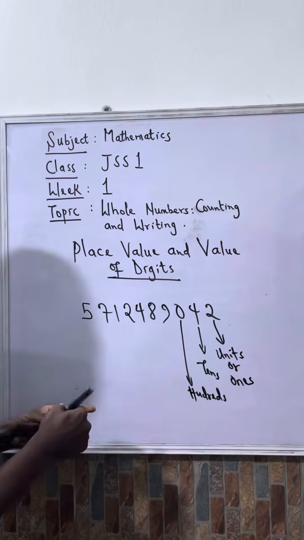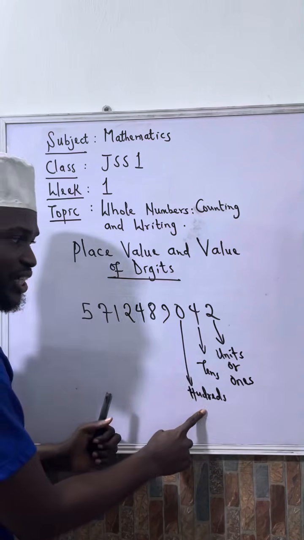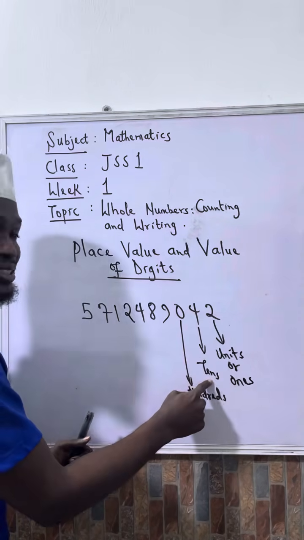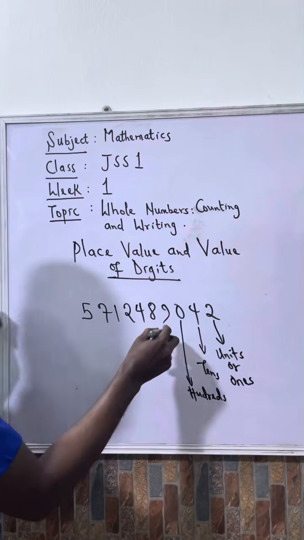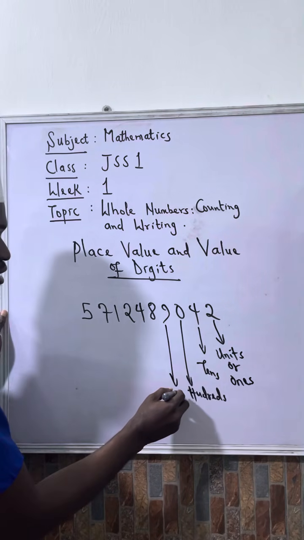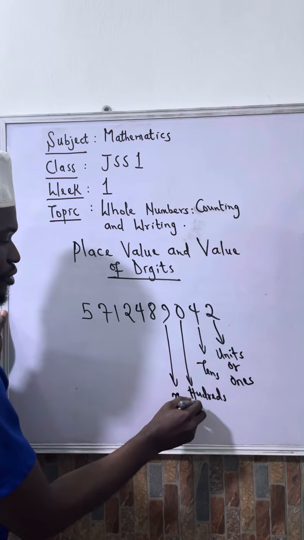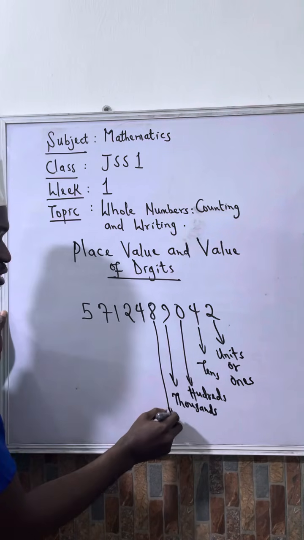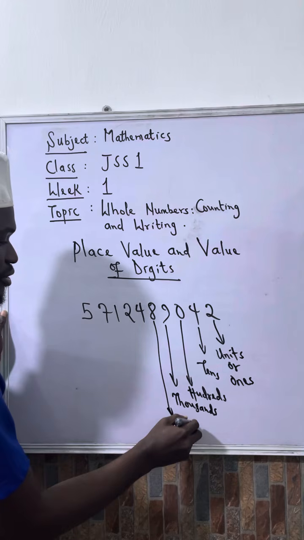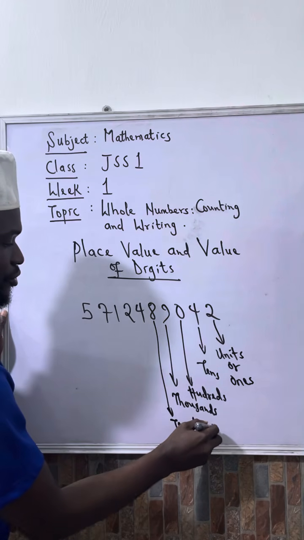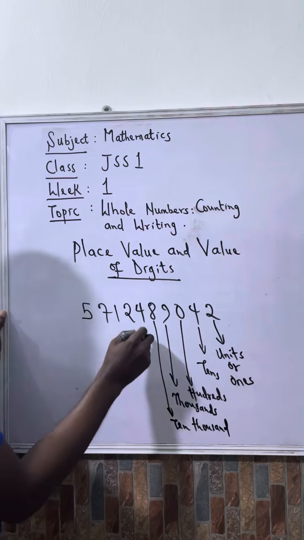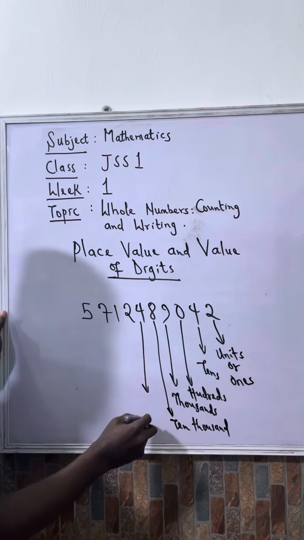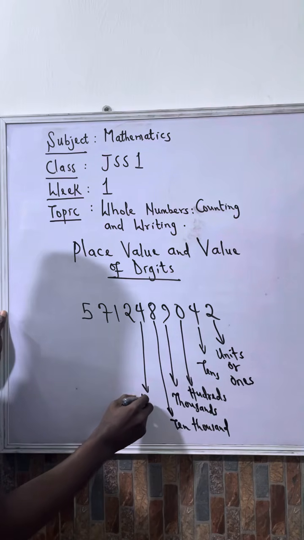So the place value of 0 here is hundreds. The place value of 4 is tens. The place value of 9 after that is thousands. The place value of the 8 is ten thousands. So the place value of this 4 is hundred thousands.